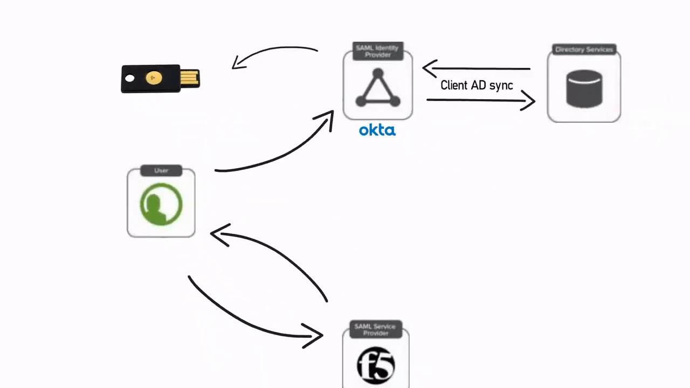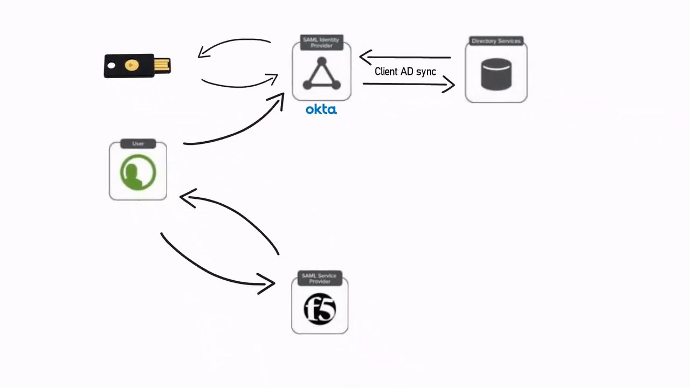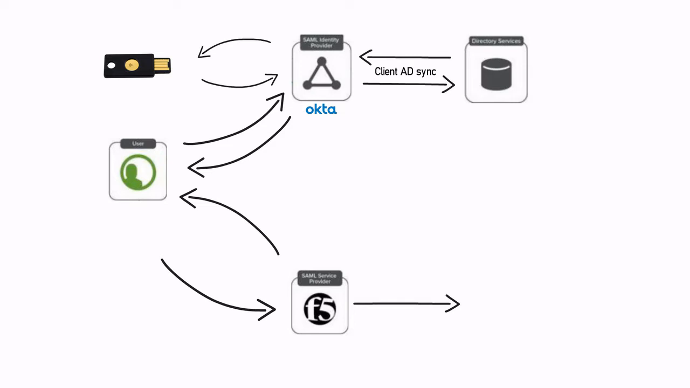Once the user has presented their Yubikey, Okta will verify this and then generate the SAML assertion. This will be sent back to the client browser. The client browser will remake the request back to the SAML service provider. The SAML service provider APM will validate the SAML assertion and then present the user with the application.